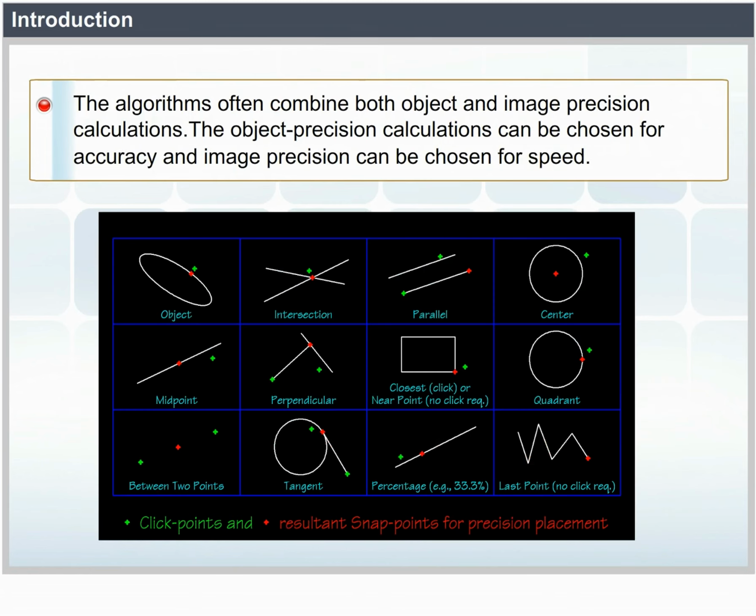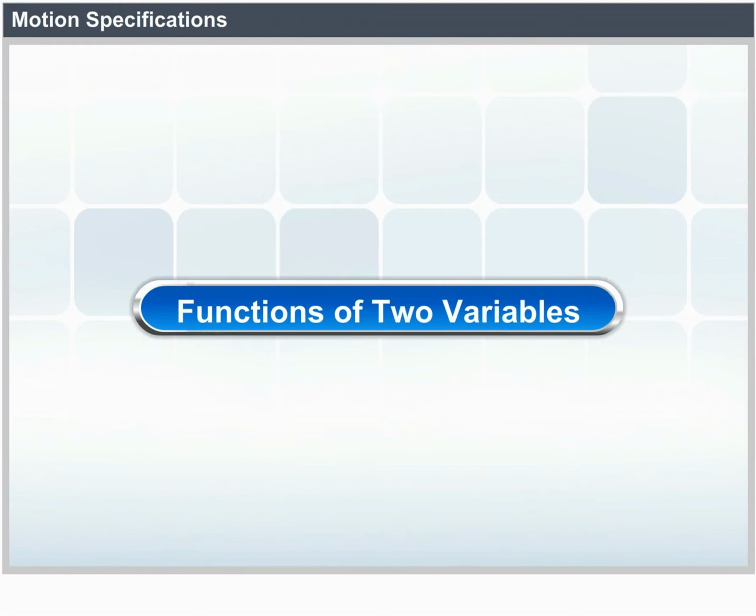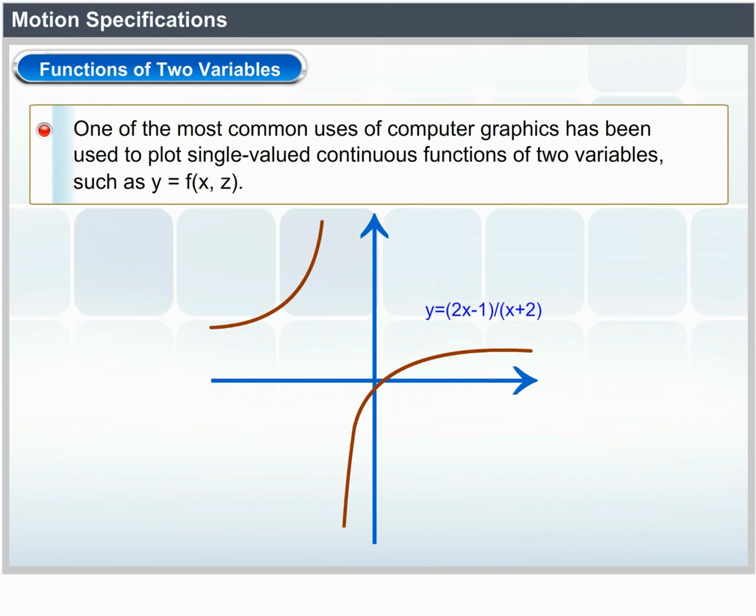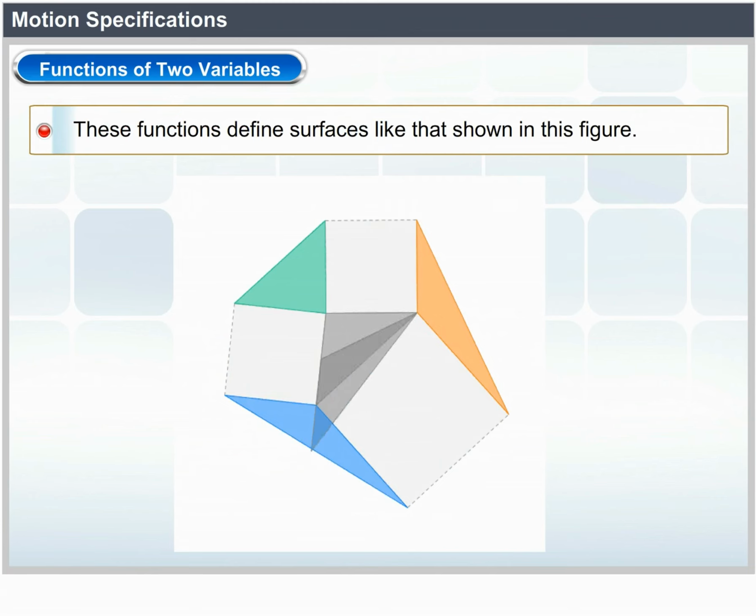Later, algorithms often combine both object and image precision calculations, with object precision calculations chosen for accuracy and image precision chosen for speed. Functions of two variables. One of the most common uses of computer graphics has been to plot single-valued continuous functions of two variables such as y equals f of x and z. These functions define surfaces like that shown in this figure.